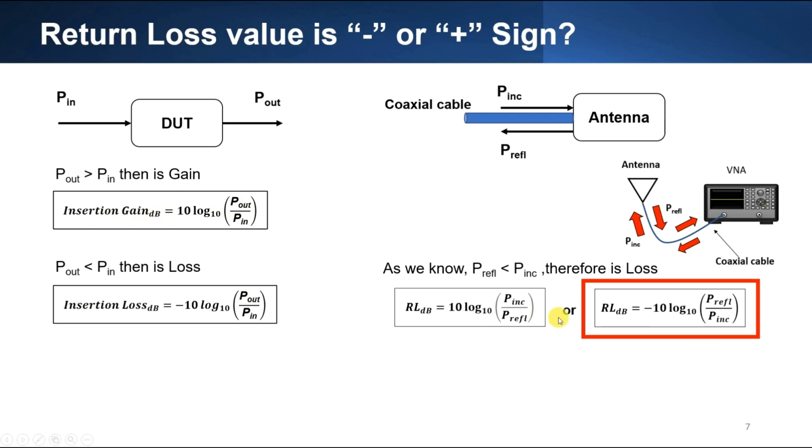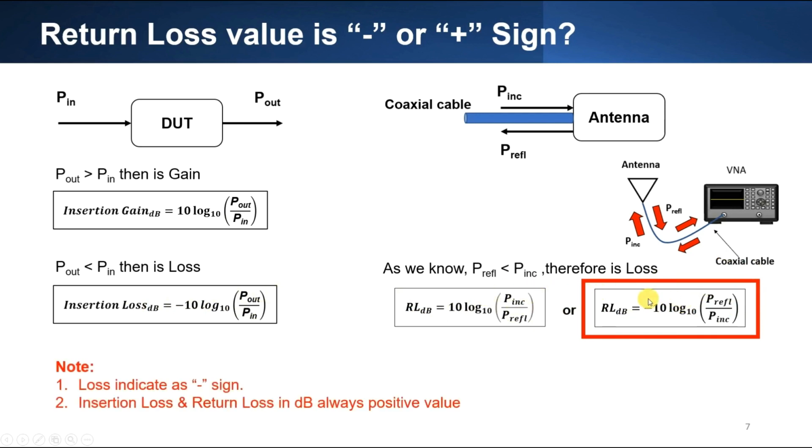So you do not need to bother about the equation here. You just remember that the equation of return loss with the negative sign is the same as the equation of insertion loss. This will not confuse you between insertion loss and return loss and other formulas as well. So here is some note. Loss is indicated as a negative sign. Insertion loss and return loss in dB are always positive values.